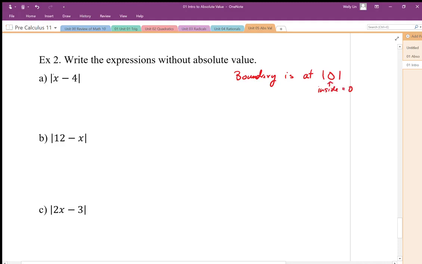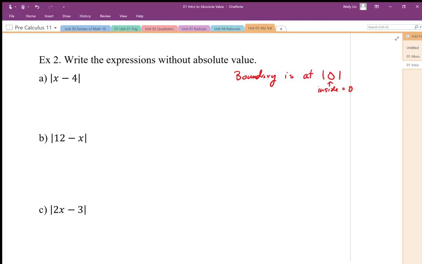So the boundary really for this one here is going to be at 4. It's going to do something when it's bigger than 4. It's going to do something differently when it's less than 4, when the x value is less than 4. So how do I write this out then? Well, I need to do this as a piecewise function. So we have to split it into two pieces.